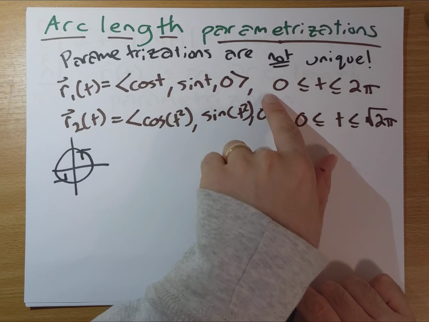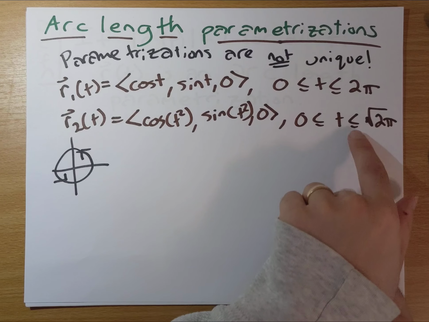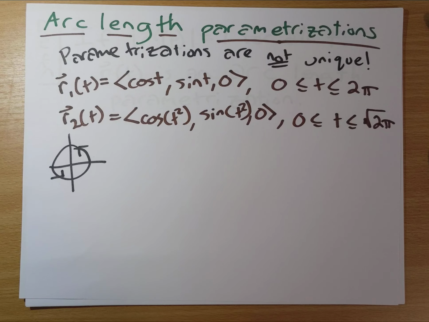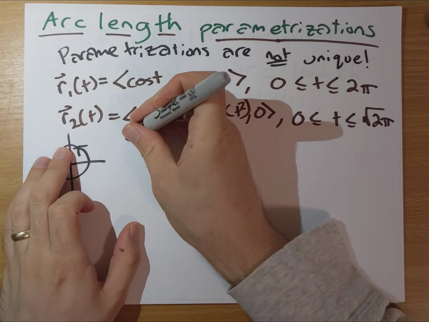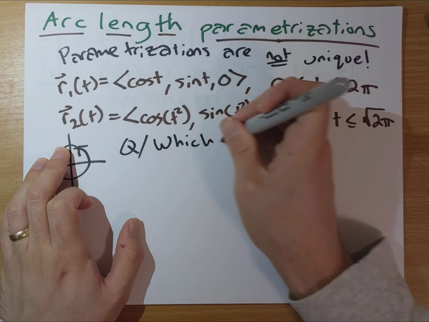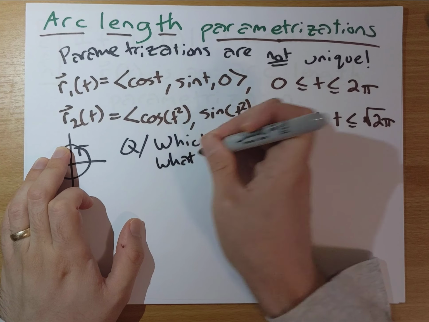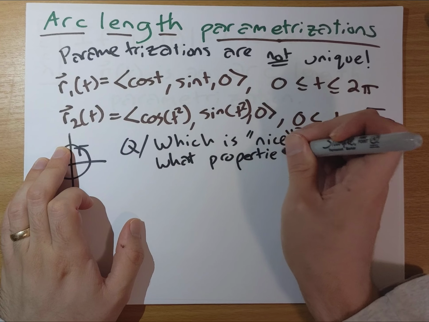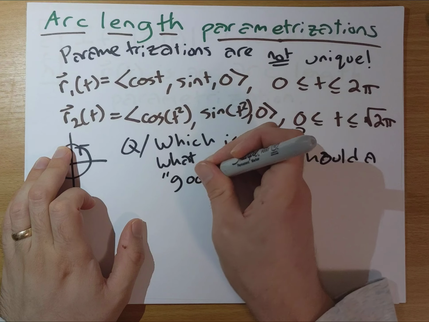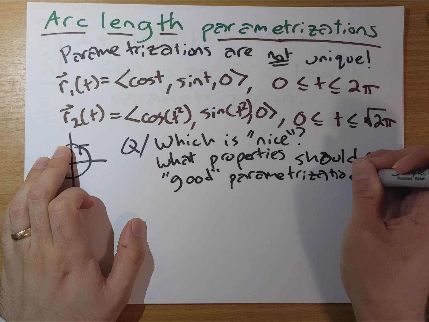As t runs from 0 to square root of 2 pi, t squared runs from 0 to 2 pi. These both trace out a unit circle. So the question we want to ask is, which one is nice? Or equivalently, what properties should a good parameterization have?